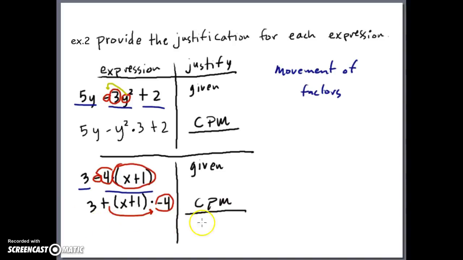Okay, common mistake here. A common mistake would be if you had 3 plus x plus 1 minus 4. Here, this is a non-example. And the reason why it's a non-example is because they've turned this multiplication, this negative 4 being multiplied, into subtraction. And you can't turn an operation into another operation. That's not a property.